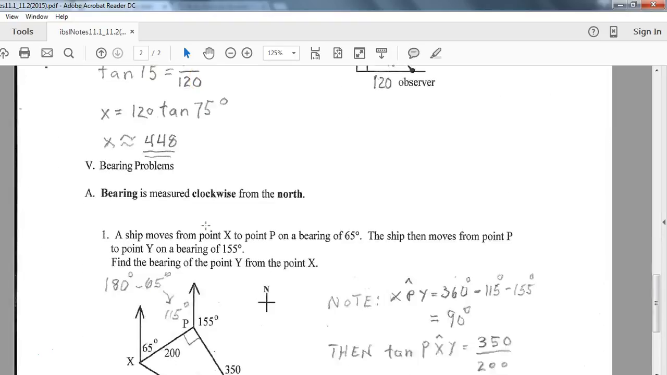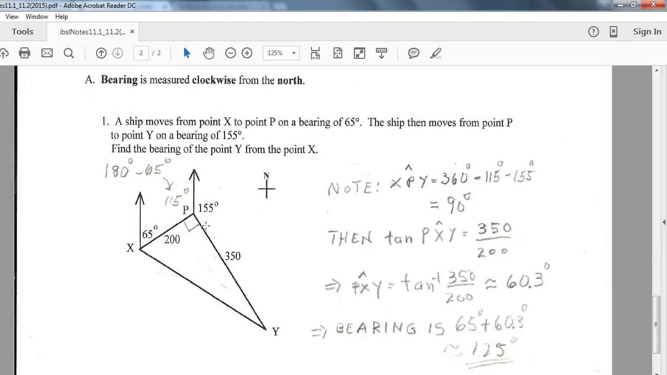So here's one that you need to know, our bearing problems. The key phrase on this, and this is probably the one thing, at least within these notes, that you haven't seen before, is that when they give you a bearing, it is always measured clockwise from the north. That's your key phrase: clockwise from the north. The hardest part about doing these is just being able to come up with your own drawing and labeling values where they should go.